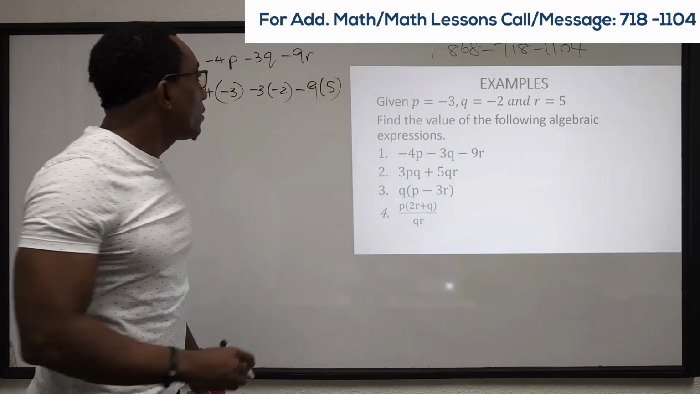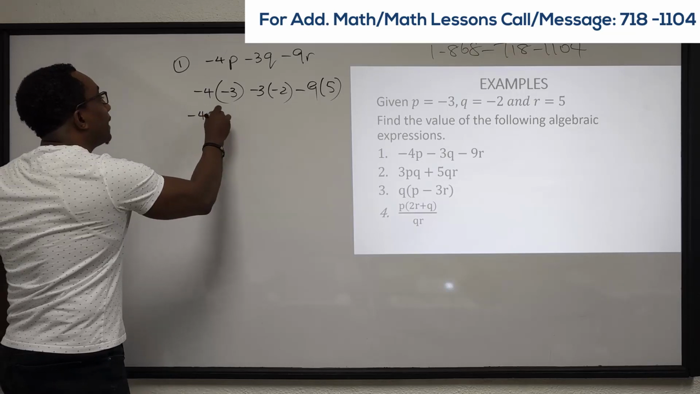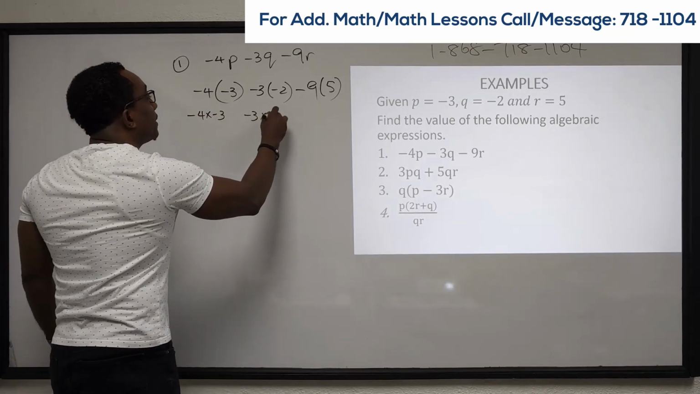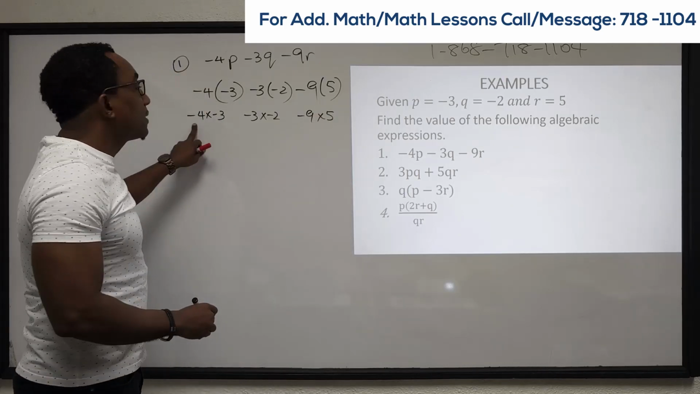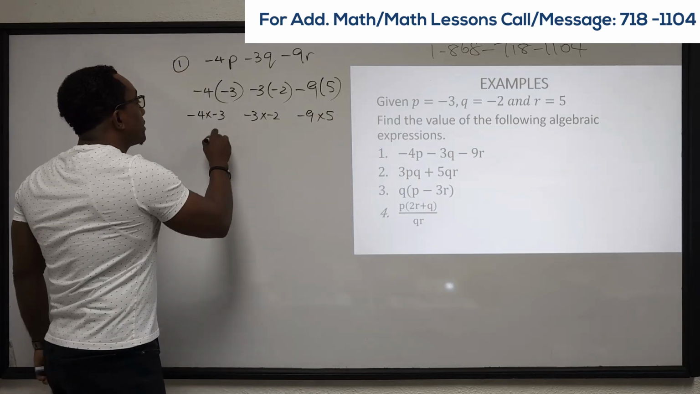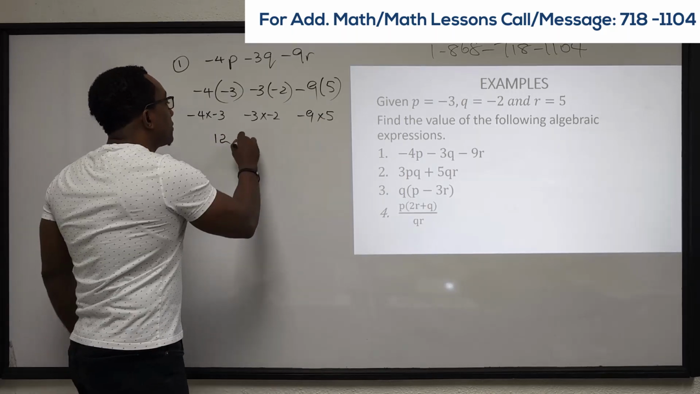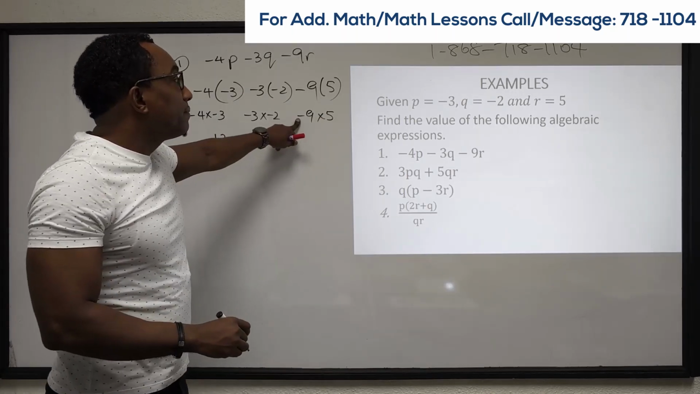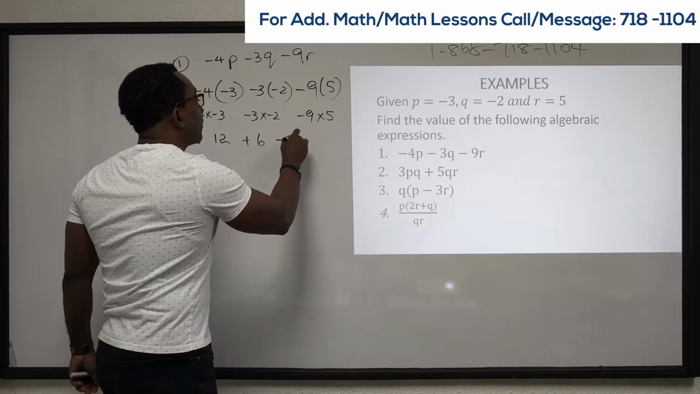So let me remove my brackets by multiplying. This is negative 4 by negative 3, negative 3 by negative 2, negative 9 by 5. Negative 4 by negative 3 is positive 12, negative 3 by negative 2 is positive 6, and negative 9 by positive 5 will be negative 45.